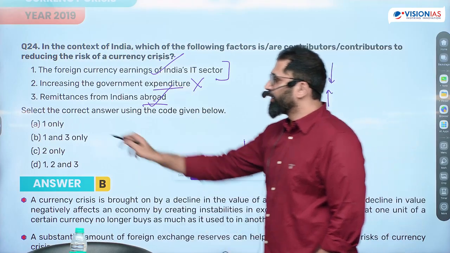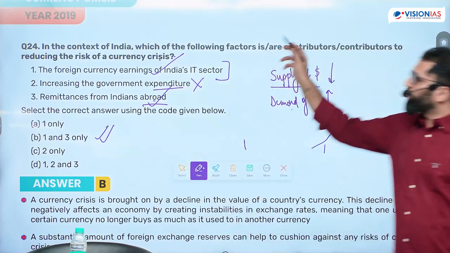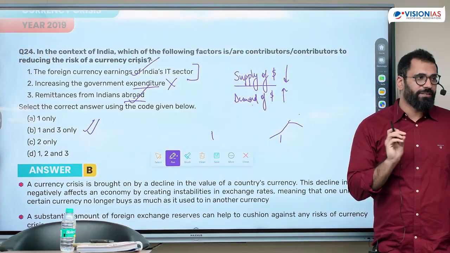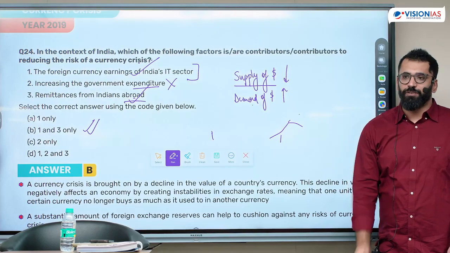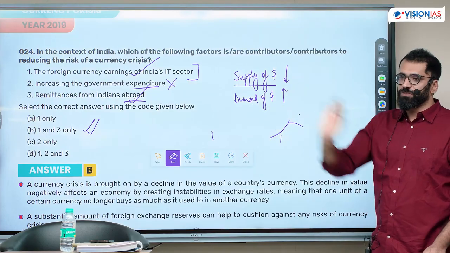So the answer would be that. The moment you have a question like this, first figure out what exactly it is asking in terms of supply and demand of dollar. The moment you figure this out, the statements will be clear.